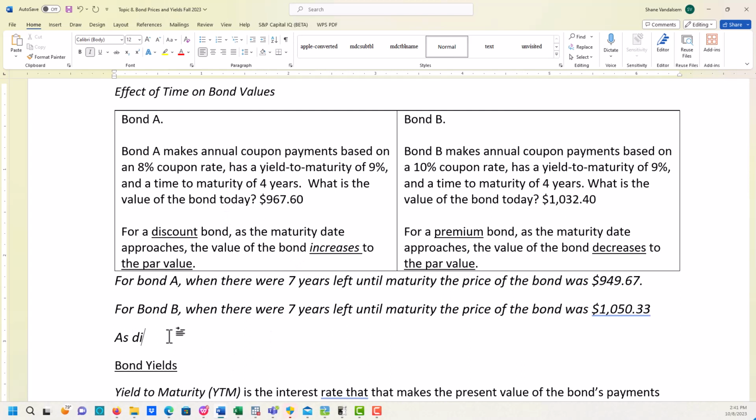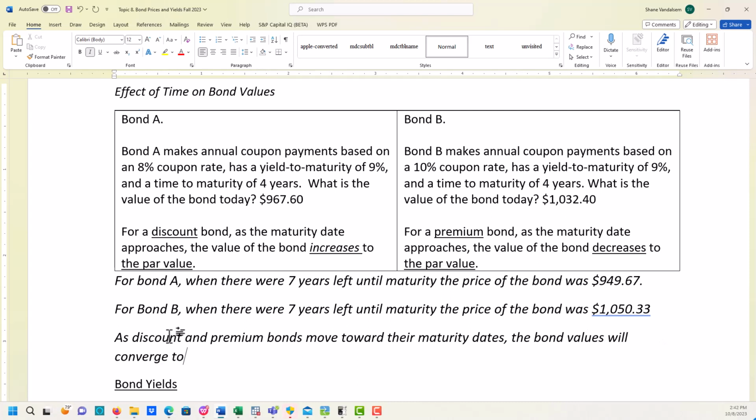As discount and premium bonds move toward their maturity dates, the bond values will converge to the par value.